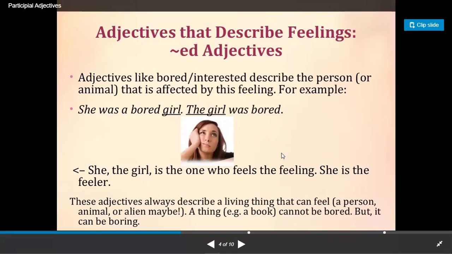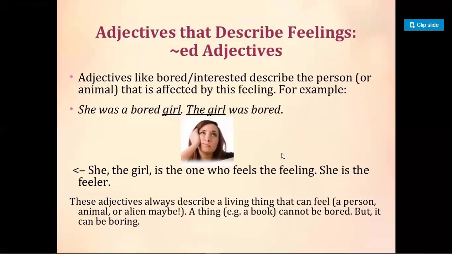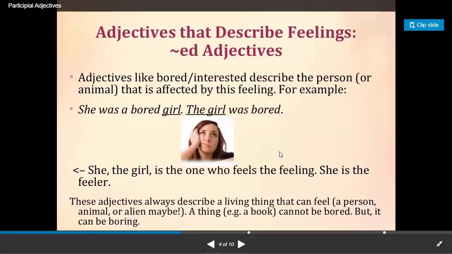Understand this interesting thing. We cannot say a book is bored. This book is bored, it is wrong, because the book is not somebody, or say a living thing. So it cannot be bored. Only living things can be bored, or they can be affected by any feeling. So here we can say the book is boring, but we cannot say the book is bored.